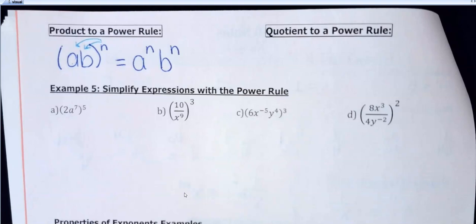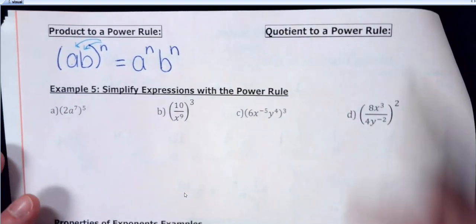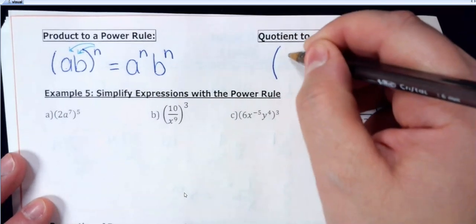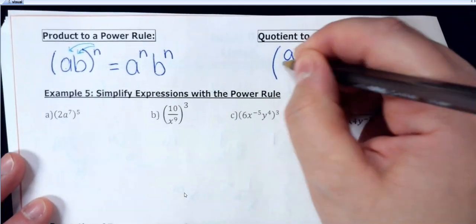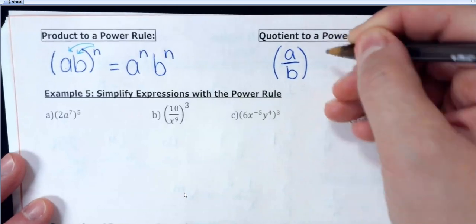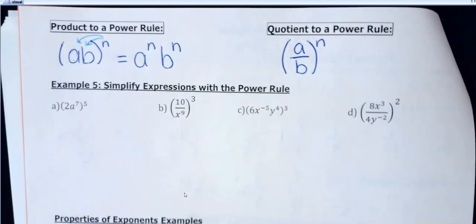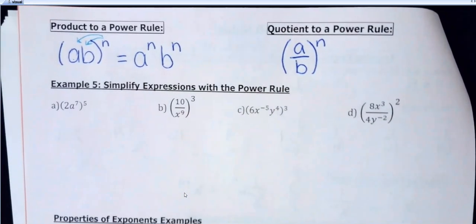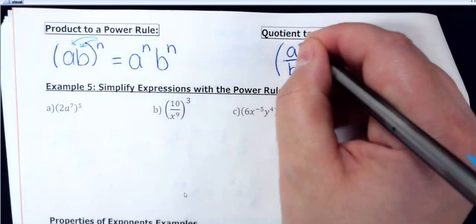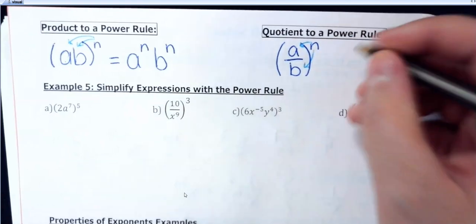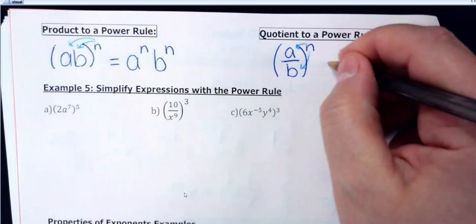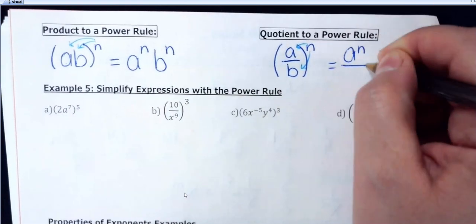The quotient rule. Quotient means division, and this is going to look really similar. It's just going to be a fraction instead of multiplying. So let's say I had a over b in some parentheses, and then I had an exponent on the outside of that. Everybody inside the parentheses gets that exponent. So a gets the exponent, b gets the exponent. If I were to simplify that, a to the n over b to the n.